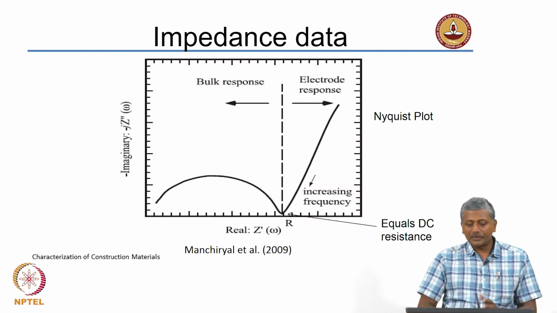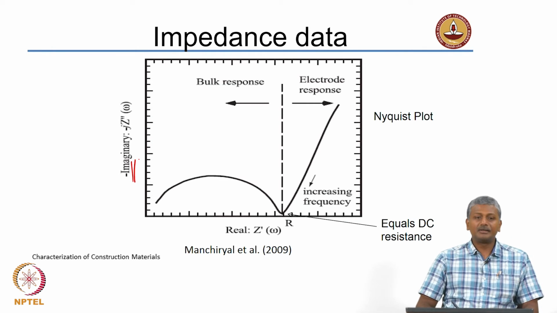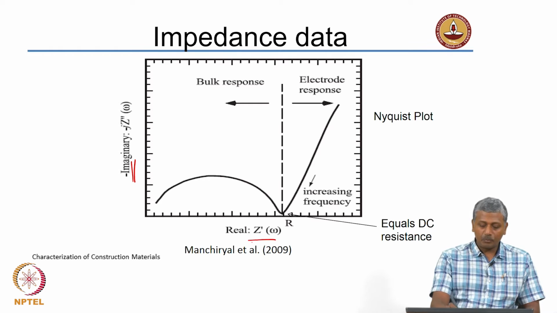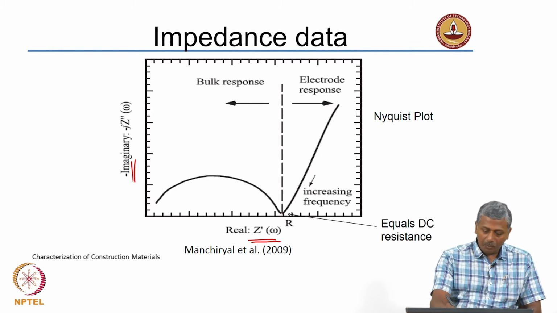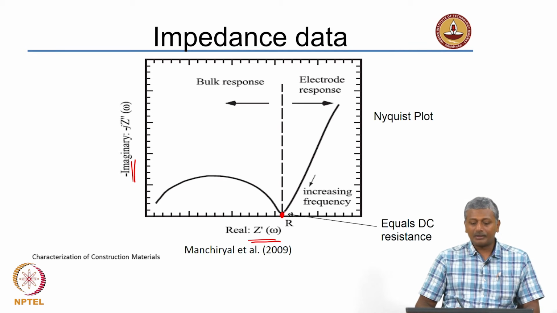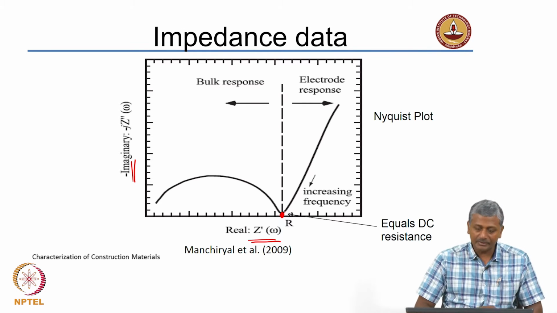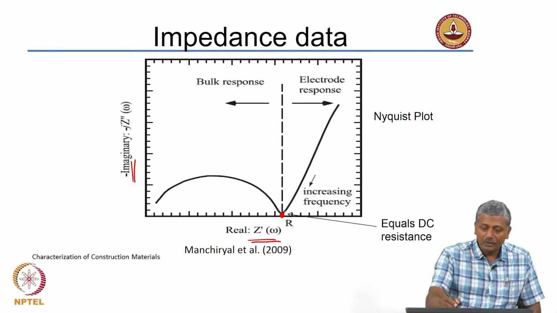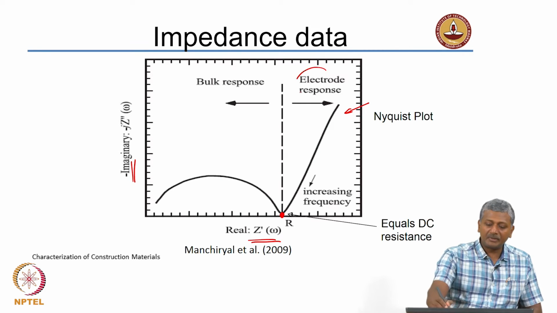Okay. So, as I said again, the imaginary negative of the imaginary part is plotted on the y axis and positive of the real part is plotted on the x axis, and the point at which this arc touches the x axis equals the actual DC resistance of your structural component or of your concrete, for instance.